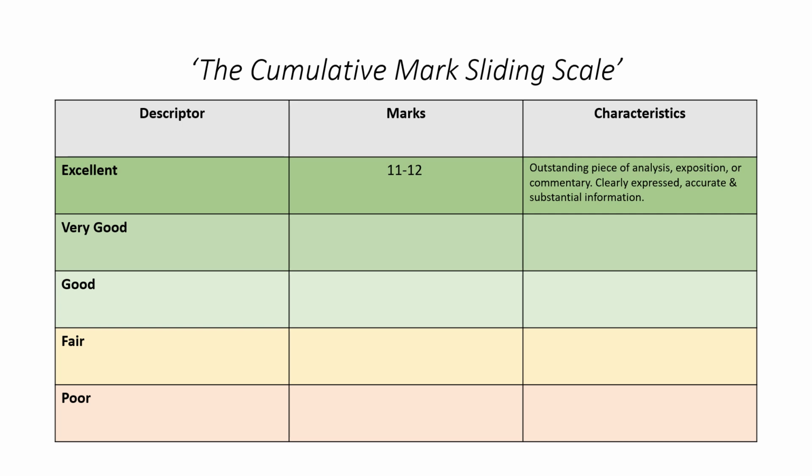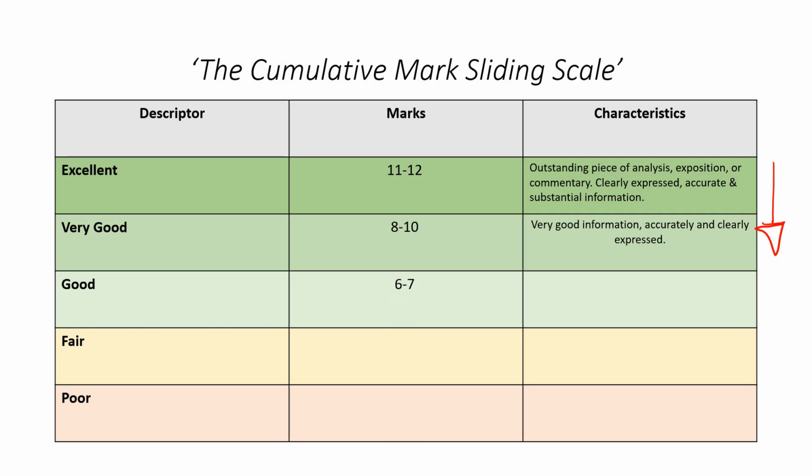A very good descriptor will receive 8 to 10 marks, and the characteristics of that very good paragraph will be very good information, accurate and clearly expressed. Before I move forward, I just want to highlight the differences between those two paragraphs. An excellent paragraph is an outstanding piece of analysis, while a very good paragraph is just very good information, and receives 8 to 10. So there's a huge difference between what an excellent paragraph and a very good paragraph looks like, and that's going to dictate, I suppose, how we're going to look for and structure our whole essays.